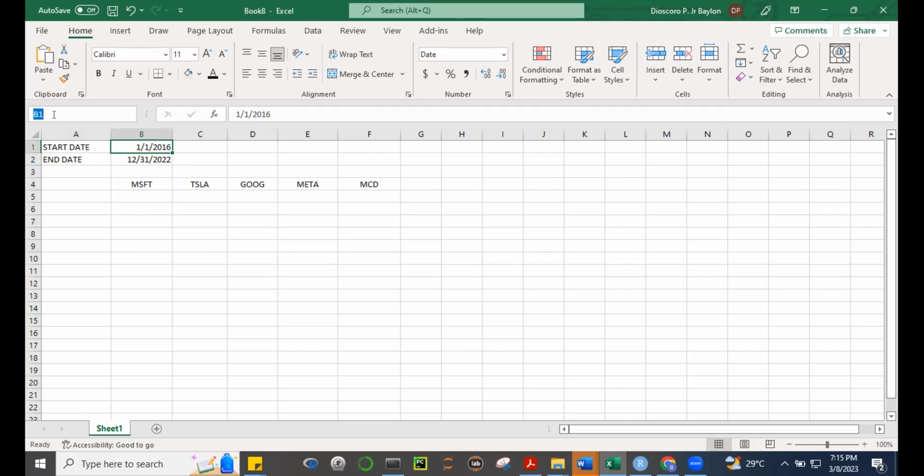Kunyari, gagawin ko siyang start date. Start_date. Okay, kasi ang name sa Excel dapat isang name lang. So you can do that by typing kunyari start_date. Hindi pwedeng two words, so dapat connected siya by an underscore. Hindi pwedeng dash, hindi pwedeng slash, hindi pwedeng at. May mga symbols na hindi pwede.